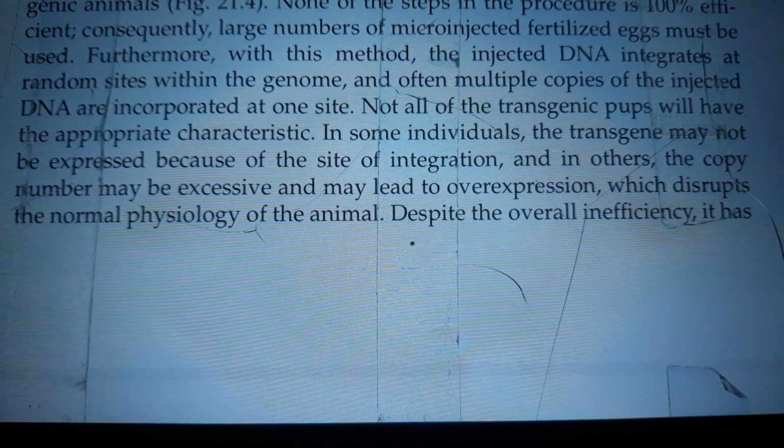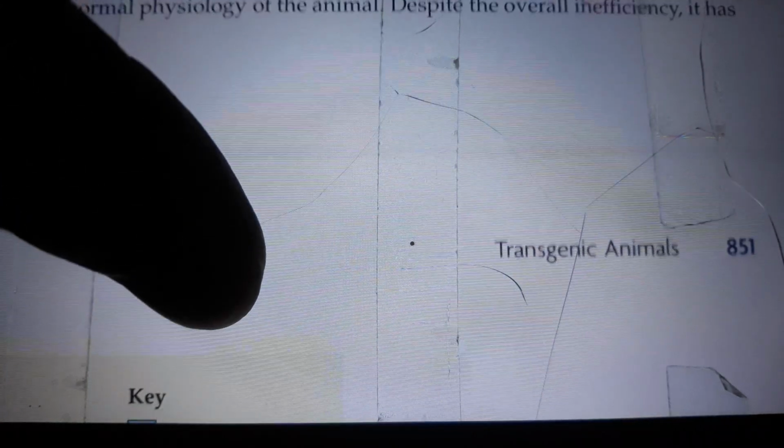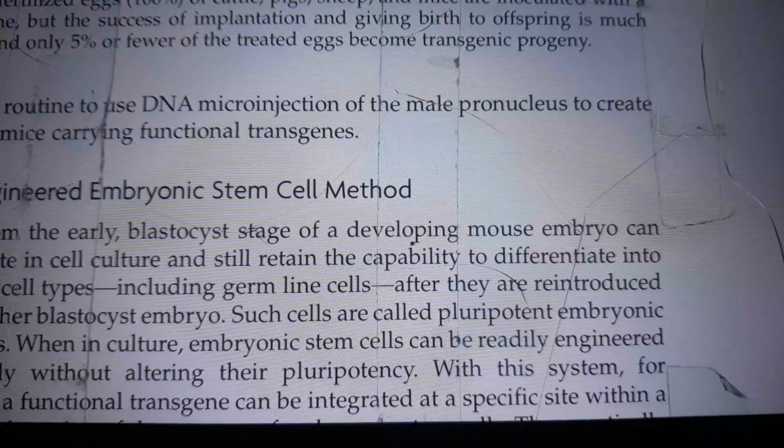Not all the transgenic pups will have the appropriate characteristic. In some individuals, a transgene may not be expressed because of the site of integration, and in others, the copy number may be excessive and may lead to overexpression, which disrupts the normal physiology of the animal. Despite the overall inefficiency, it has become routine to use DNA microinjection of the male pronucleus to create lines of mice carrying functional transgenes.